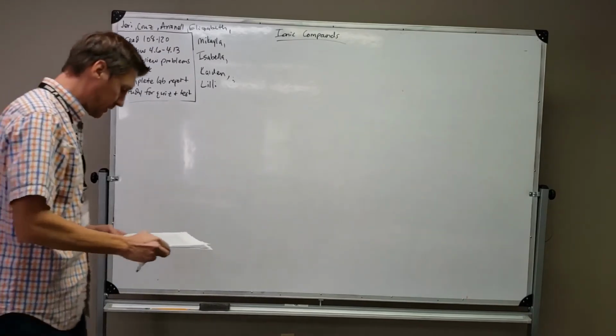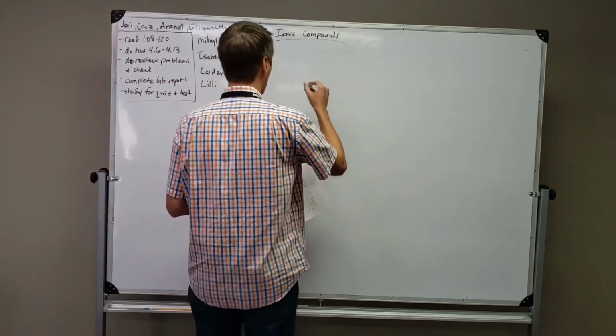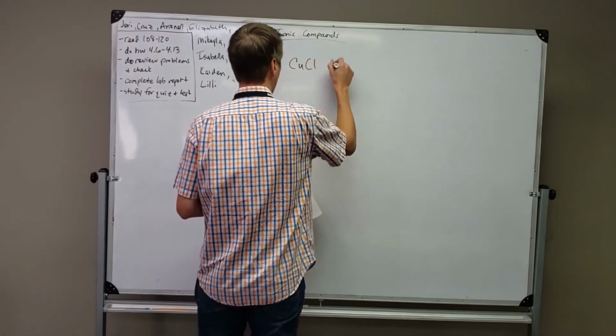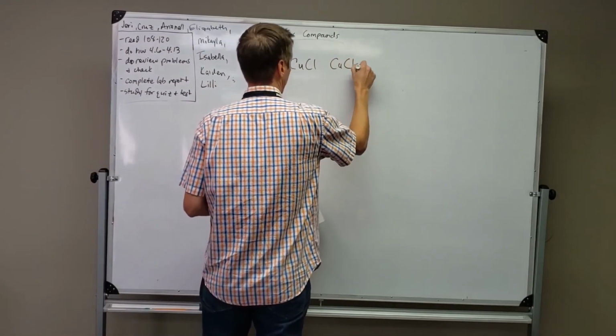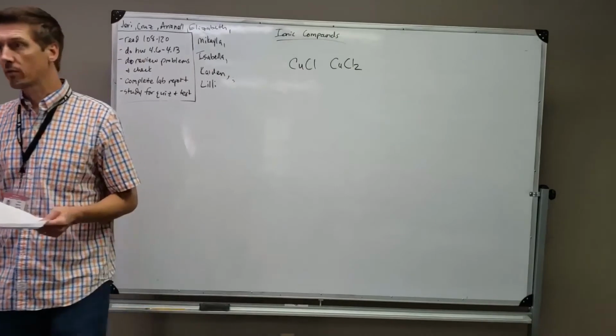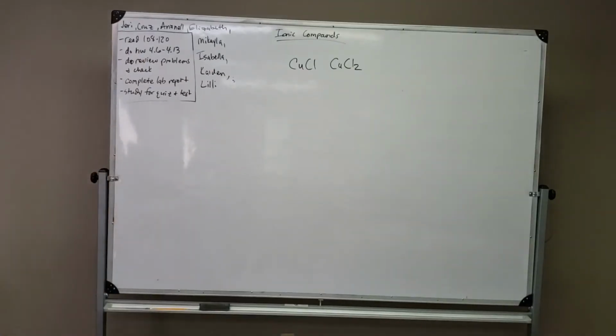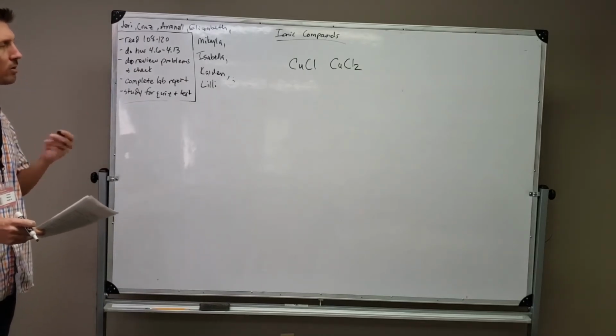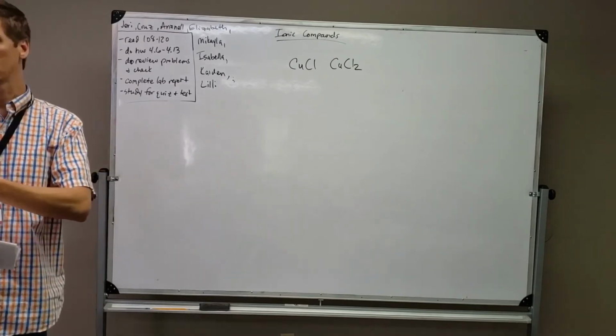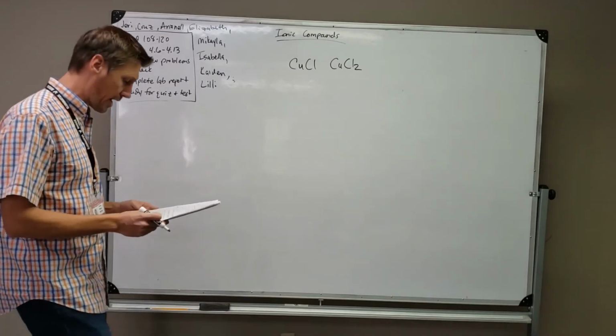So what's an example of that? Copper, for example, can combine with chlorine in two different ways. It can be one copper atom for each chlorine atom, or one copper atom for every two chlorine atoms, right? Both of those are valid.